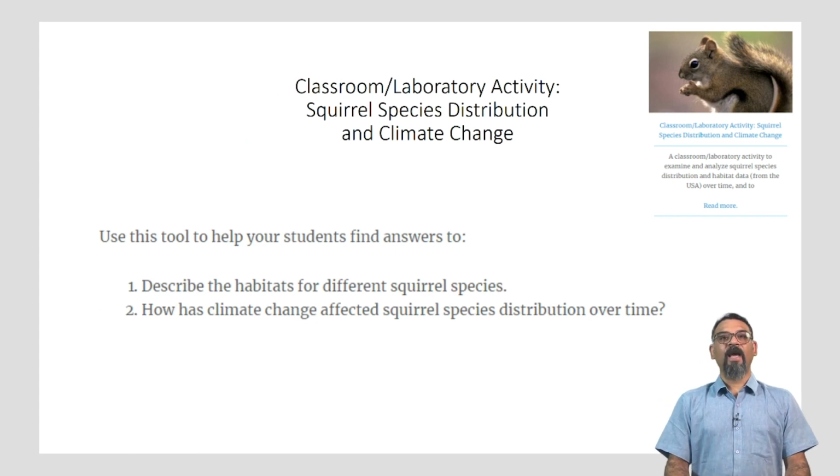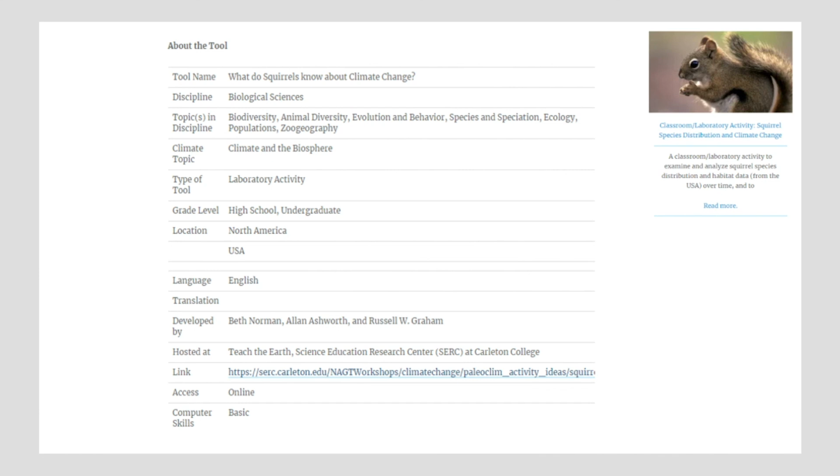Using this tool, help your students find answers to: what are the habitats for different squirrel species? How has climate change affected squirrel species distribution over time? If you are a teacher in the biological sciences and you are teaching topics such as biodiversity, animal diversity, evolution and behavior, species and speciation, ecological populations, zoogeography, you may choose to use this interactive, engaging, hands-on practical activity while simultaneously increasing the understanding of both discipline topic and climate topic amongst your students.